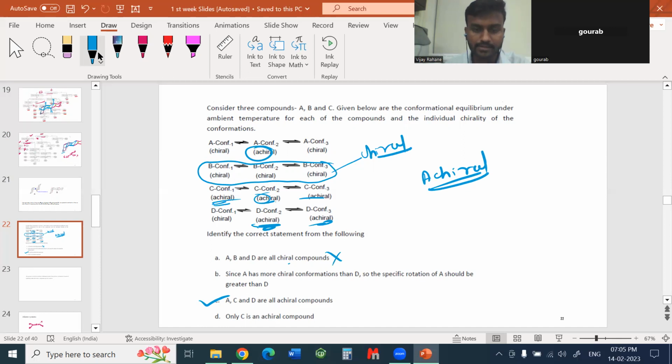Since A has more chiral conformations than D, the specific rotation of A should be greater than D. No, there is no such relation between specific rotation and whether a conformation is present or not. If it has any kind of achiral conformation, then the molecule will be optically inactive. The specific rotation comes into the picture only when it is an optically active compound.